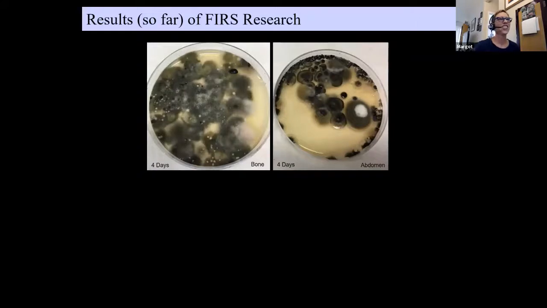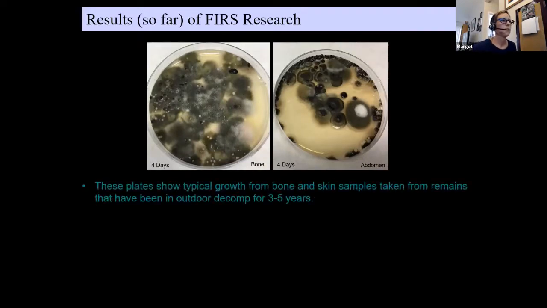So here are some plates. We took some samples from some skin and some bone and we put them onto plates so that the fungi could grow. Honestly, I was expecting to see so many different fungi that we wouldn't be able to sort them out, and it would just be like, wow, okay, there's a lot there. But first of all, this is kind of typical growth after just 4 days or so of just some small samples that we took from those sites.